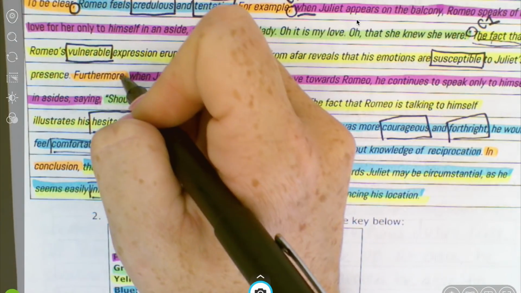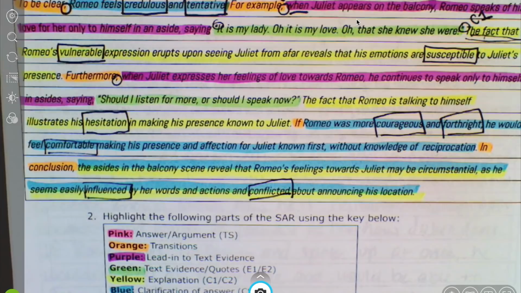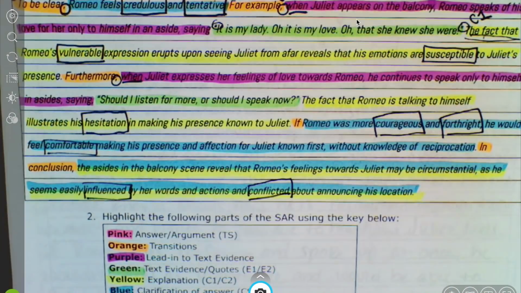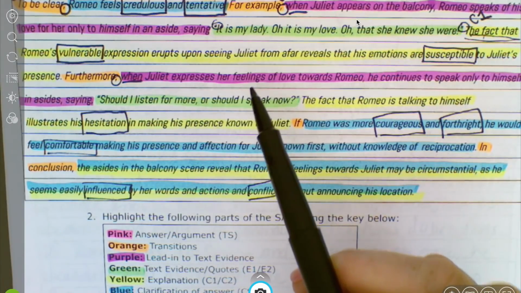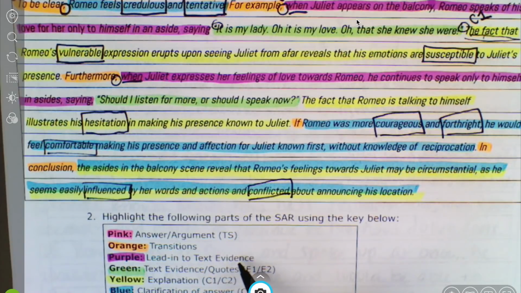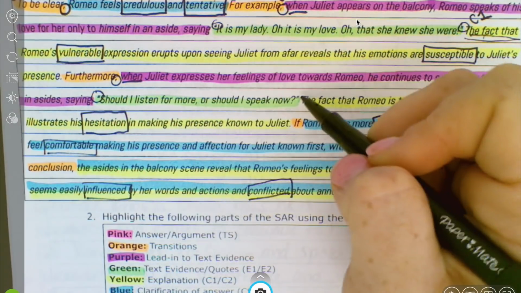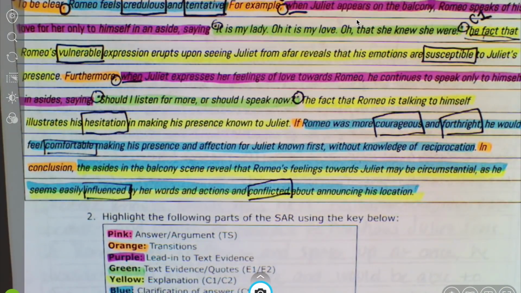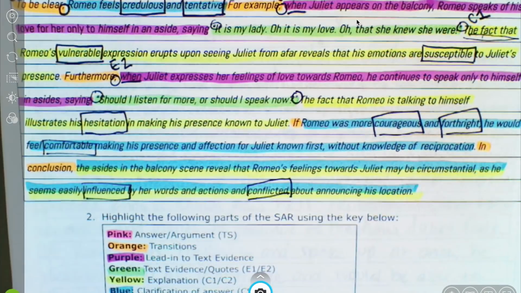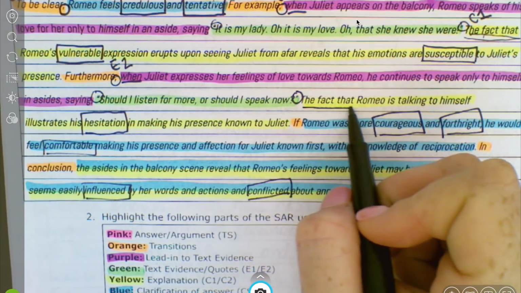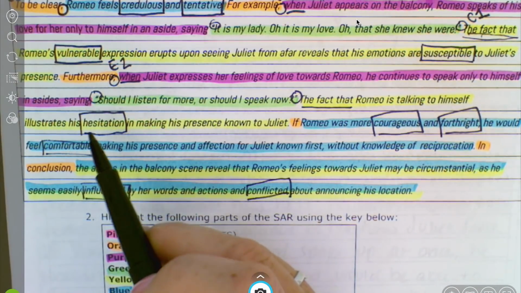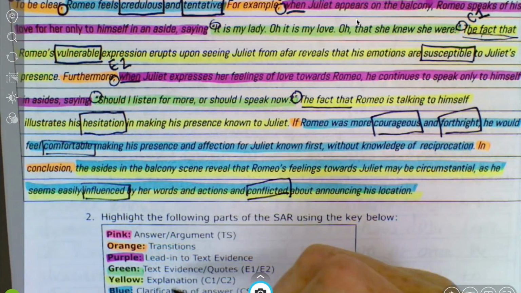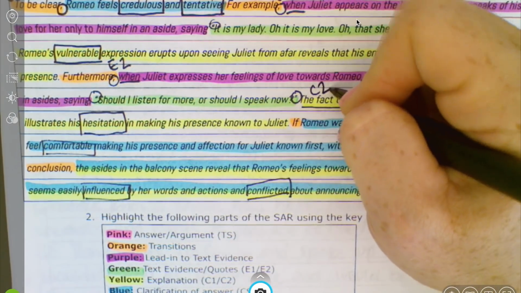Then I see a word with a comma at the end at the beginning of the sentence, so that is another transition. I see the word "when" again, and it says when Juliet expresses her feelings, so it's introducing me to what is going on in the story before giving me a quote. That's my lead-in to text evidence again. Then I see my quote in there with the quotation marks, so I highlight that in green because that is my text evidence. This becomes my evidence 2 sentence. Next, I see "the fact that" again, which clues me into the fact that this is an explanation of my quote. So the fact that he's talking to himself illustrates his hesitation in making his presence known. That's in yellow because it's explaining the quote, and that's my C2.